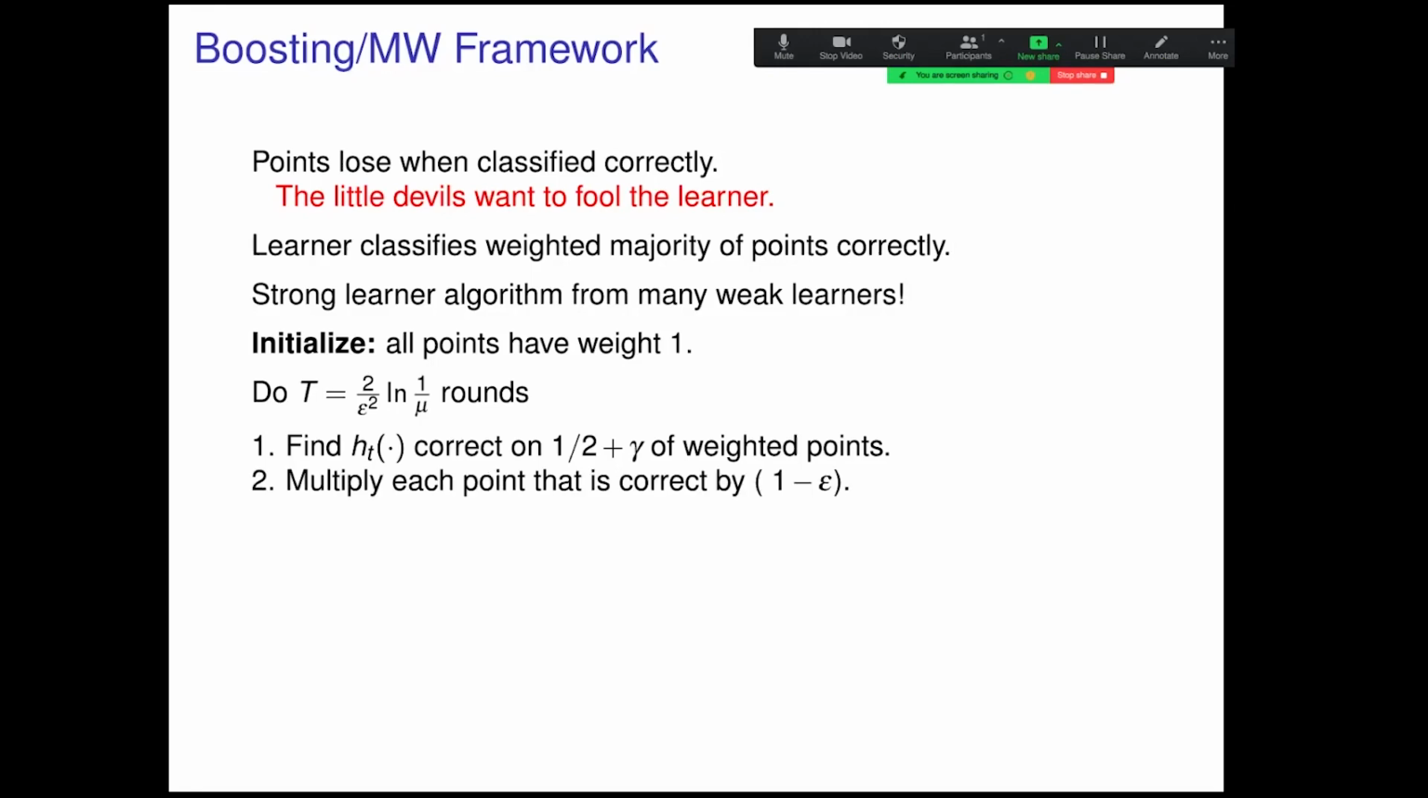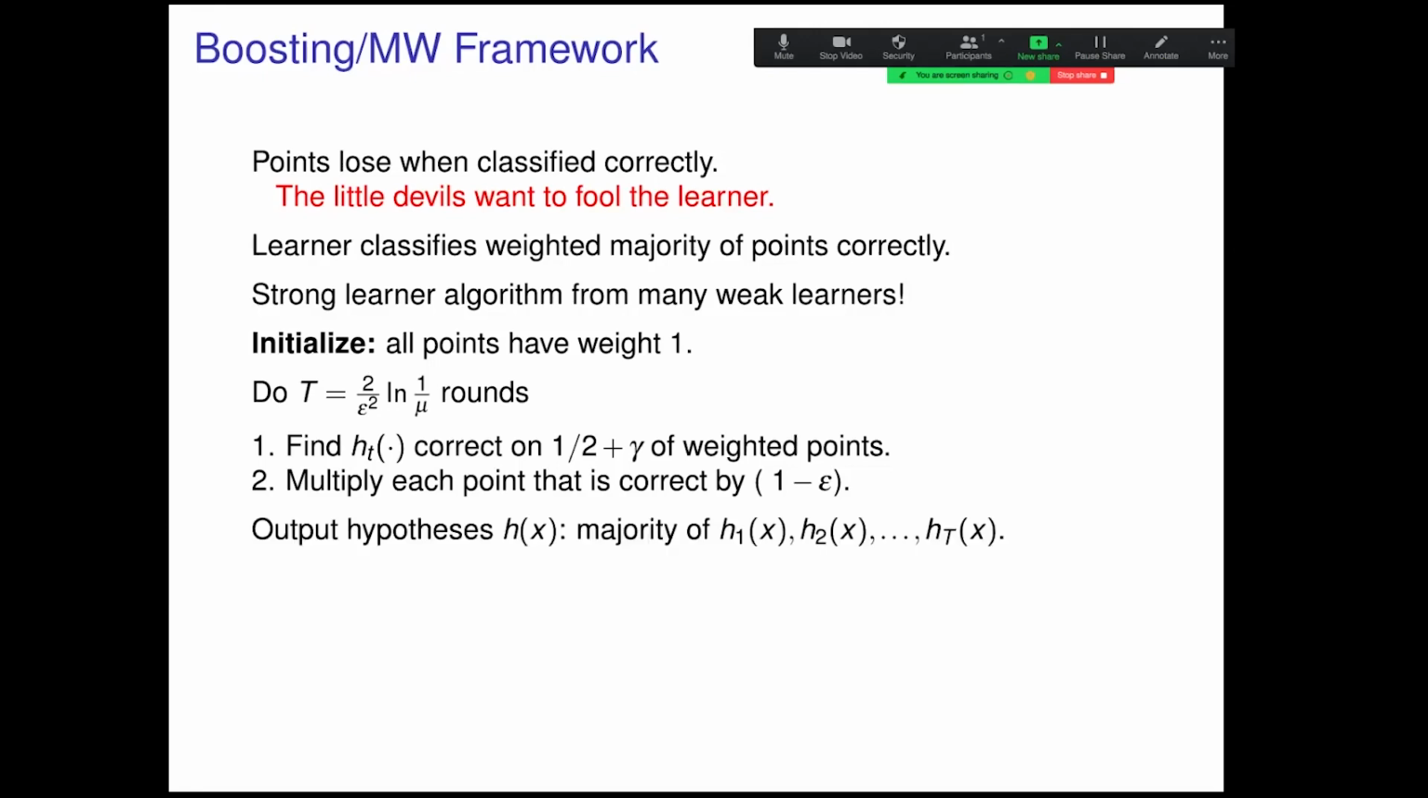Each point that is correct, you're like, dude, I got this guy. I don't need to worry about them in the next one. Each point that's incorrect, well, I still care about getting them correct, so I weight them. For the ones that this hypothesis did well on, I don't need to worry about them. For the points that I did badly on, I still care. So I'm decreasing the weights of the ones I correctly classified.